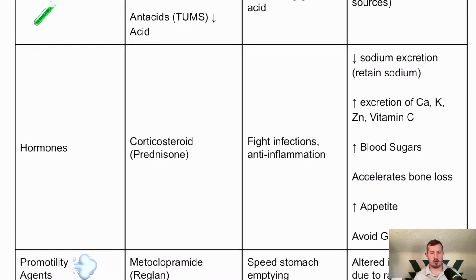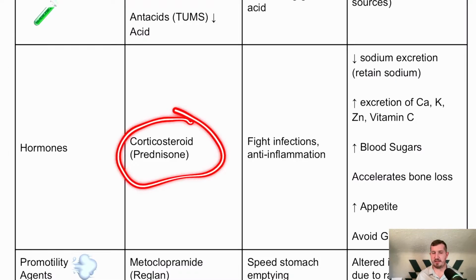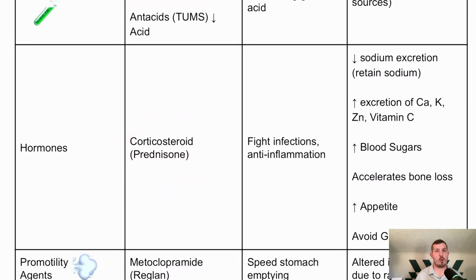Okay. All right, so I'm going to kind of introduce the hormones. If I need to come back to questions, I will. For hormones, we're going to have corticosteroids, prednisone. Prednisone will be the generic name that we see for a corticosteroid. Now, people take steroids mostly for the reason of fighting infections and anti-inflammatory properties.